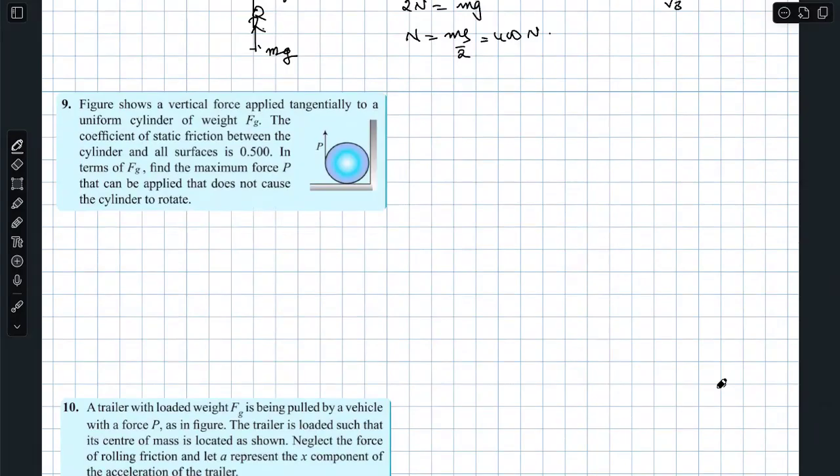So you need to solve this question very carefully actually. Figure shows a vertical force applied tangentially to a uniform cylinder of weight Fg. The coefficient of static friction between the cylinder and all surfaces is 0.5. In terms of Fg, find the maximum force Fp that can be applied that does not cause the cylinder to rotate. Please try to draw the free body diagram carefully.